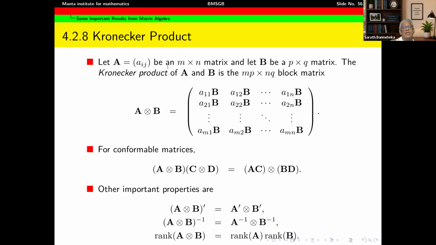So if A is an M by N matrix and B is a P by Q matrix, then this will be an M times P by N times Q block matrix, right? So each of these is a matrix.